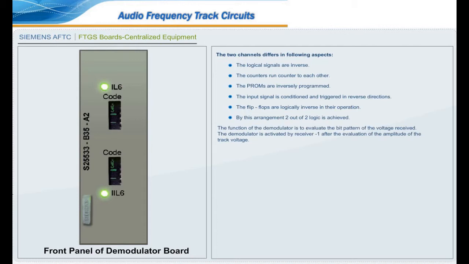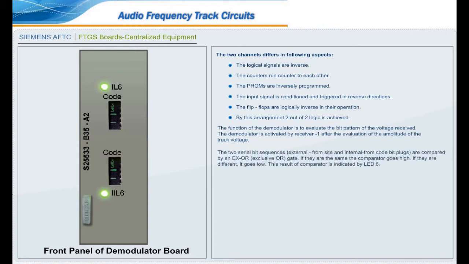The function of the demodulator is to evaluate the bit pattern of the voltage received. The demodulator is activated by receiver 1 after the evaluation of the amplitude of the track voltage. The two serial bit sequences, external from site and internal from code bit plugs, are compared by an EX-OR, exclusive OR gate. If they are the same, the comparator goes high. If they are different, it goes low. This result of the comparator is indicated by LED 6.